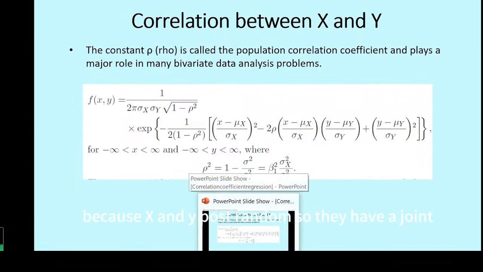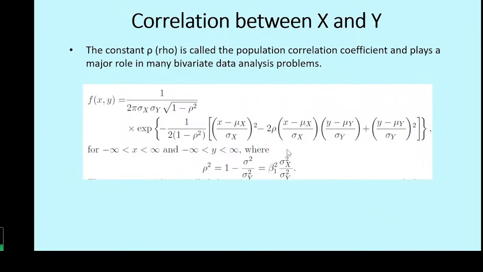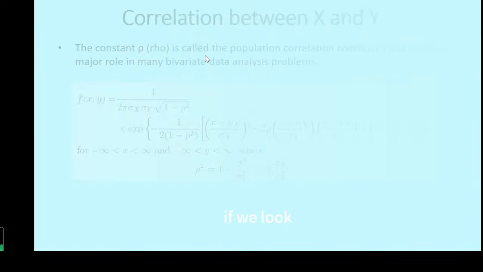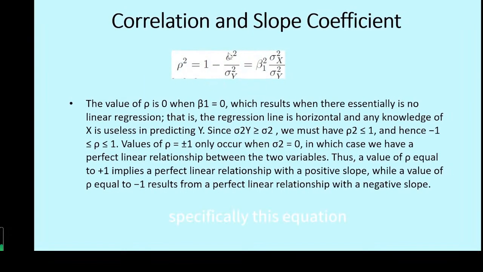Because x and y are both random, they have a joint distribution. So this is the joint probability density. It's very complicated, but it is actually the multiplication of these two random variables, plus a parameter called rho. Here rho squared is sigma x squared divided by sigma y squared times beta 1 squared. So if we look specifically at this equation, the value rho is 0 if beta 1 is 0.